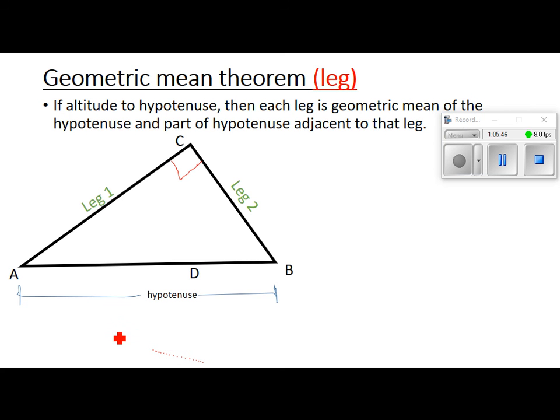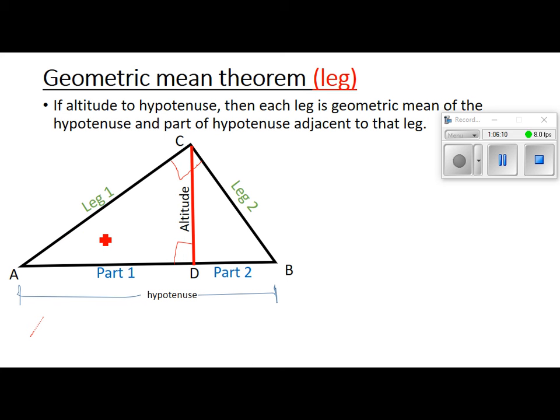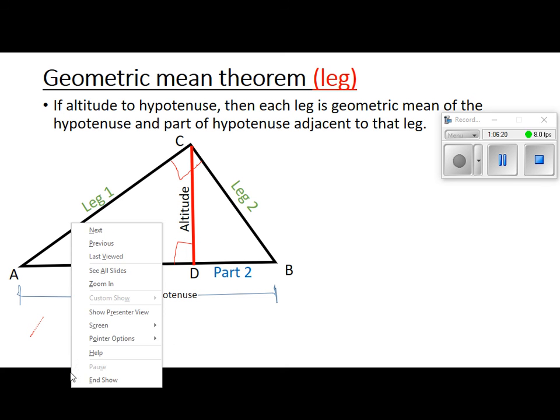So when I draw this in, make sure you're drawing this. You got your altitude there. Not going to be able to do this stuff if you don't have this stuff written down. That's your altitude. We got part 1. Which leg is part 1 adjacent to? Leg one. Then we got part 2. Which leg is it adjacent to? Leg two. So that's the part you're looking at. If you're dealing with this leg, you're going to be using that part, and the whole hypotenuse.